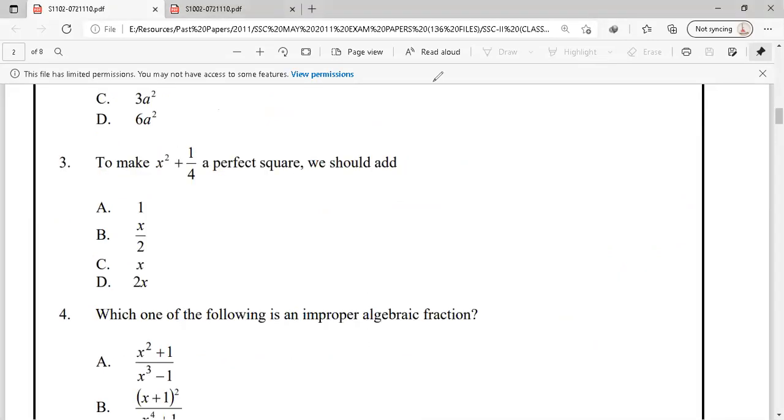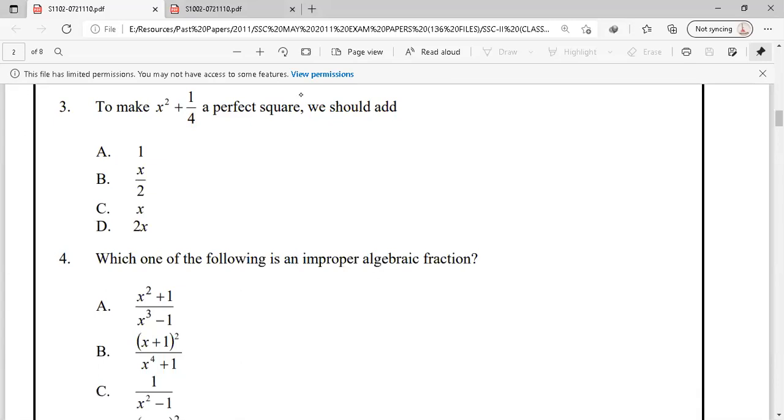Let's come to our next question, question number 3. To make this expression a perfect square, what should be added? Here we have x square plus 1 over 4. We have two terms that are already perfect squares, x square and 1 over 2 whole square. For this to be a perfect square, there should be a plus 2ab or minus 2ab, where a is x and b is 1 over 2.